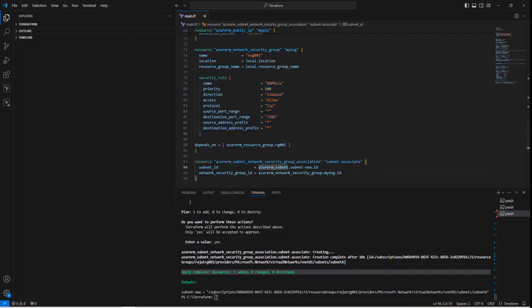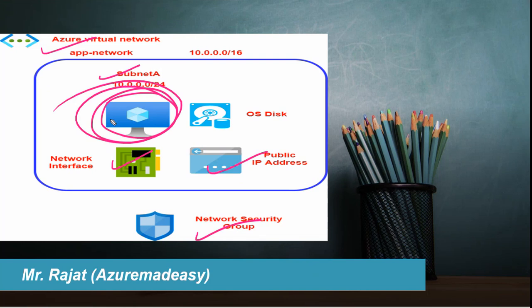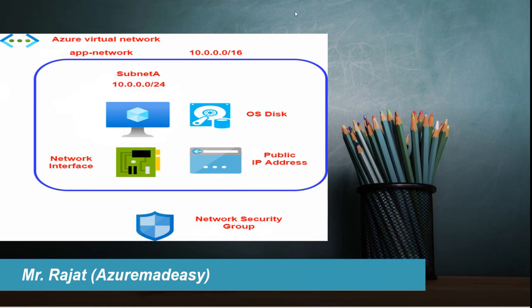Okay, so now everything is created. Finally, what do we need to do? Everything is there: the subnet, network interface card, public IP, network security group. Now we need to create this particular VM, that is, the virtual machine.